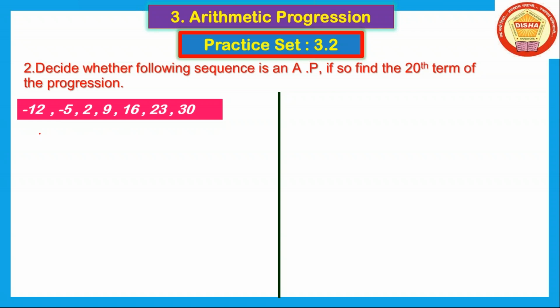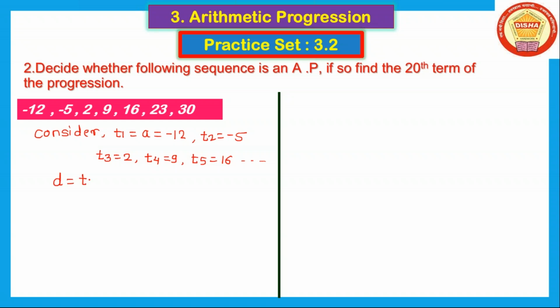For that we consider the terms given in that AP. So we consider here T1, which is equal to A, which is equal to negative 12. T2 is equal to negative 5. T3 is equal to 2. T4 is equal to 9. T5 is equal to 16 and so on. Then here we have to state whether the given sequence is an AP or not. For that we are finding D. How do we find D? What is the formula for D?